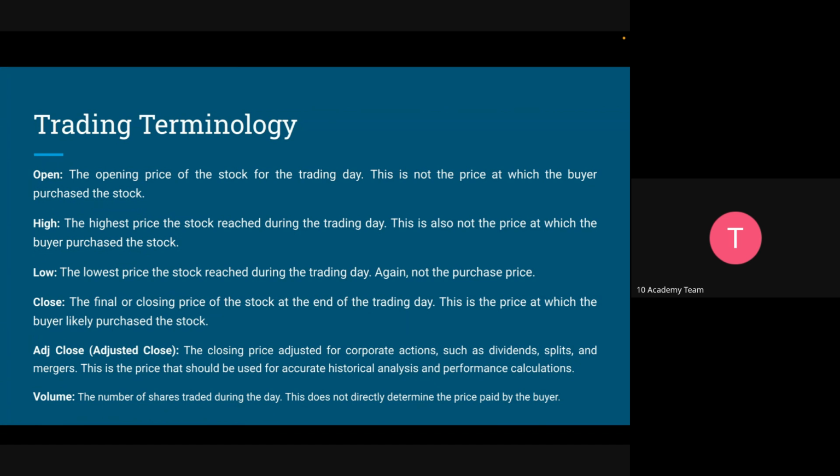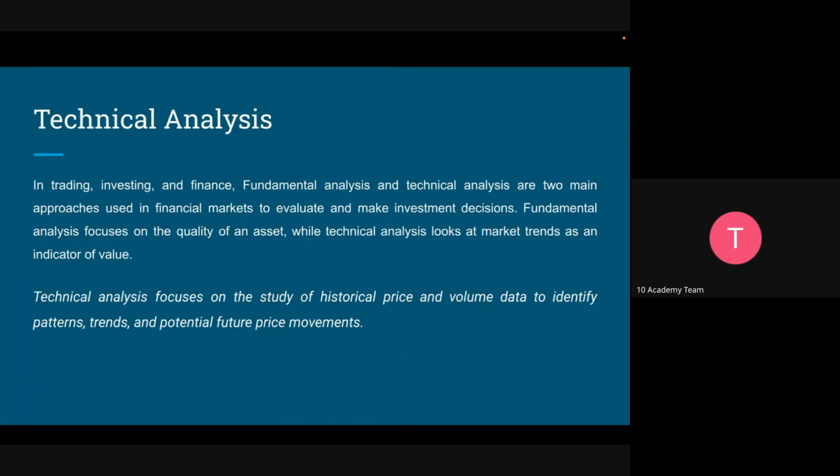So these are trading terminologies. I did share them in the last tutorial as well, so I don't have to repeat them, but these are the common strategy trading terminology in the stock market. I'm sure you guys are aware by now. So let's just move on to the technical analysis.